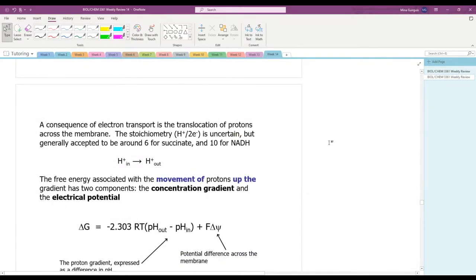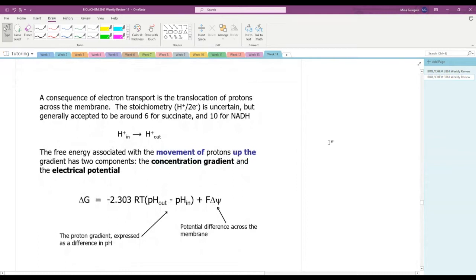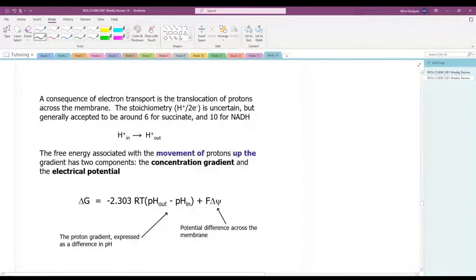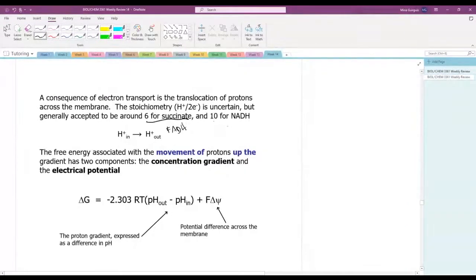So yeah, the stoichiometry isn't 100%, but generally we say around 6 protons are transferred out of the matrix, so into the intermembrane space, for succinate, which I think of as the FADH2, because that's where it's made in the actual Krebs cycle, and then about 10 for NADH. So that's per molecule of each. Okay.